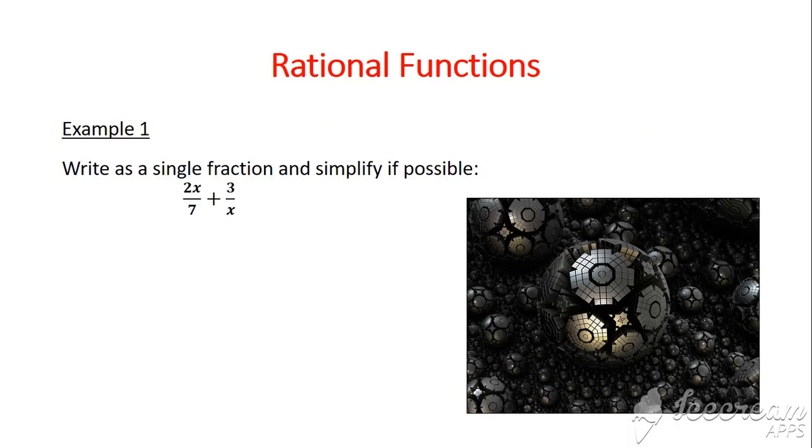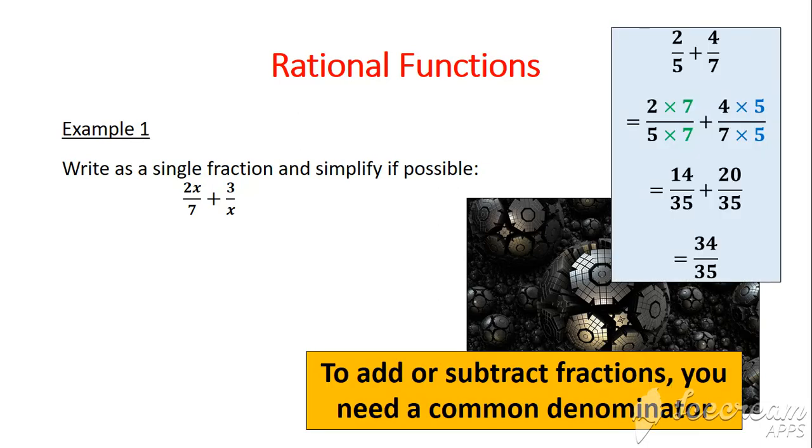Right, straight into the examples. Example 1, we're going to write as a single fraction and simplify it if we can. So we've got 2x over 7 plus 3 over x. Now, if you remember how to add fractions, we need a common denominator.